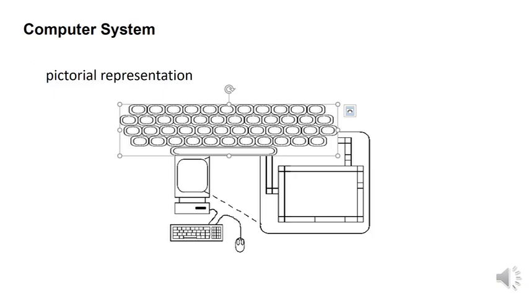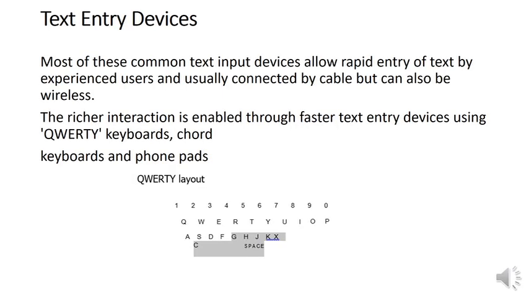You can see the graphic below. This is a pictorial representation of what a system looks like. This is your input, which is the keyboard and the mouse. Then you have your display devices, which is your monitor or your screen. And you have the files that are in the system. These are just graphical representations of what it looks like.